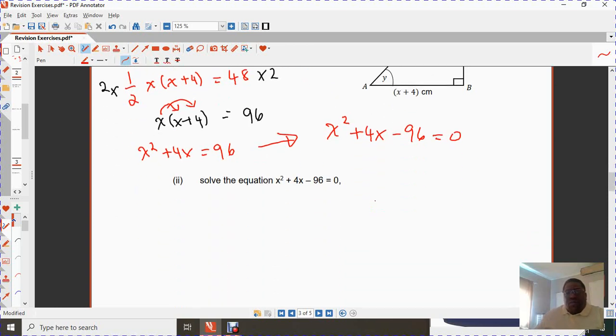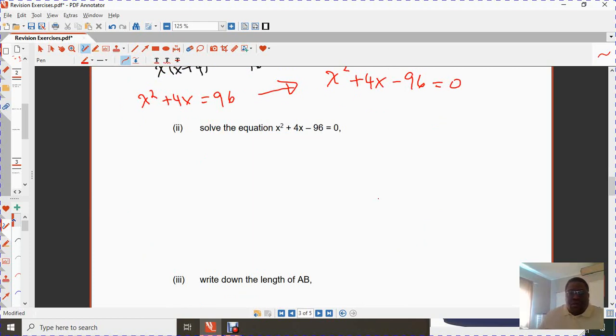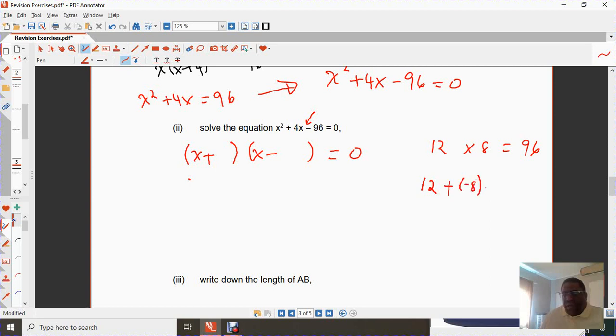Now the second question says you're supposed to solve that equation. Well, this equation here does factorize, so we can do our trial and error method. And remember, that's a minus there, so one bracket will be positive, one bracket will be negative. So the two numbers are 12 and 8. If you multiply them, they give you 96, and if you add negative 8 to the 12, you're going to get that 4. So our brackets would be x plus 12 and x minus 8.